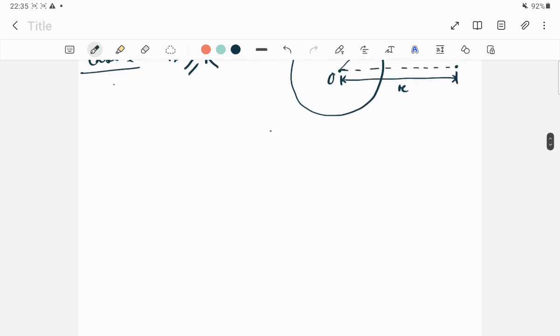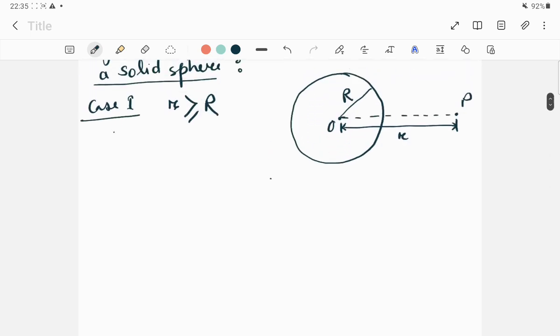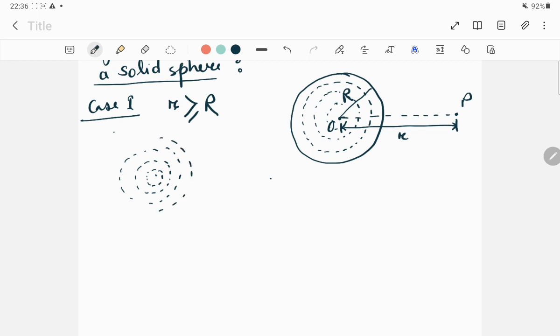To make it mathematically convenient, we will consider that this whole sphere is made up of a large number of concentric spherical shells. All of you can imagine that if I start with a solid sphere like this, and keep on putting one spherical shell upon another, repeating this a number of times, finally I am going to have a solid sphere.